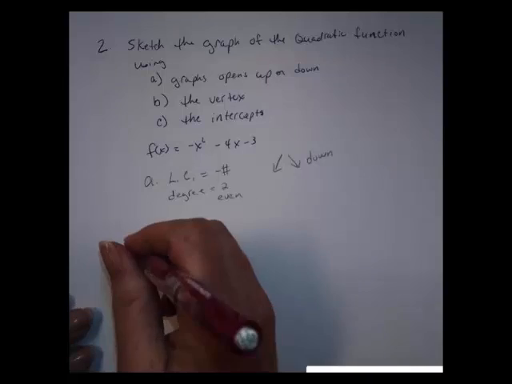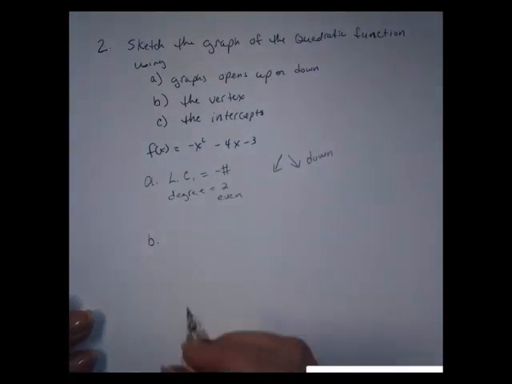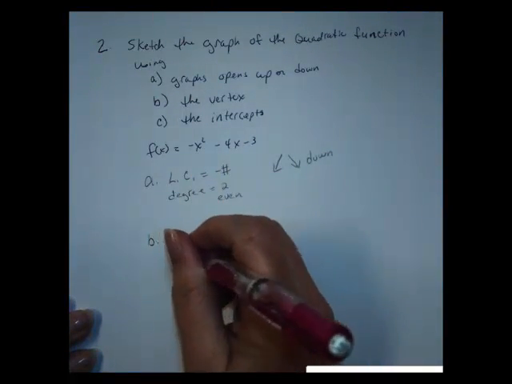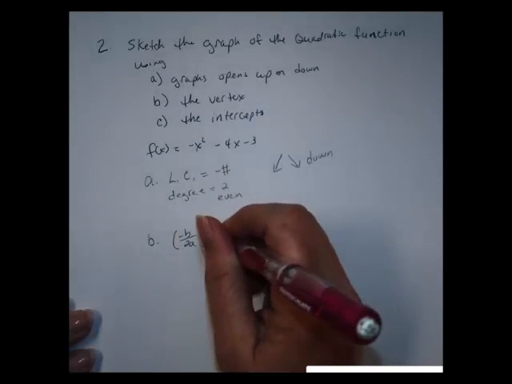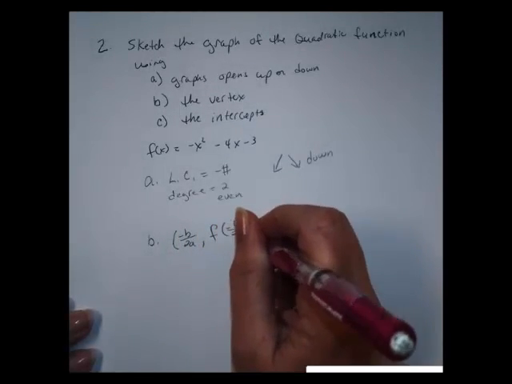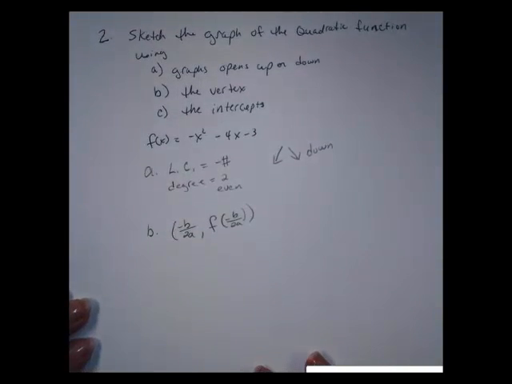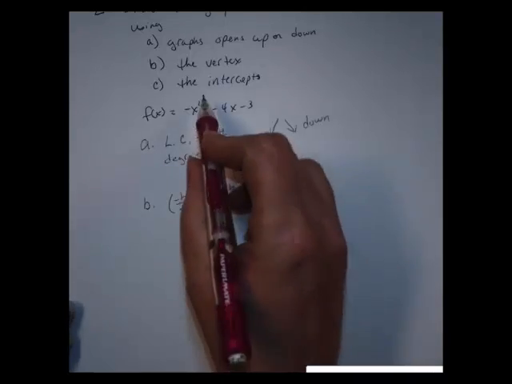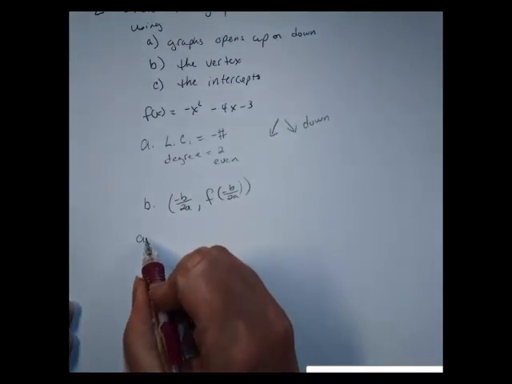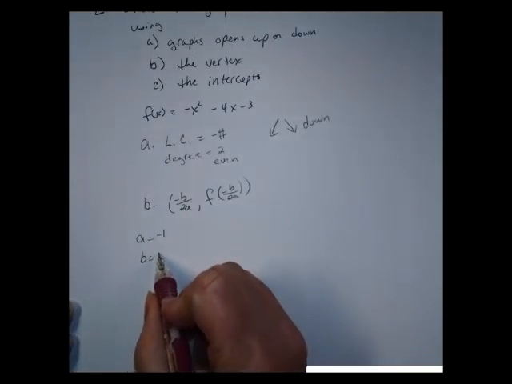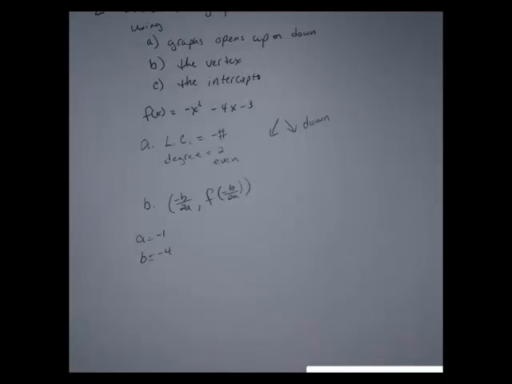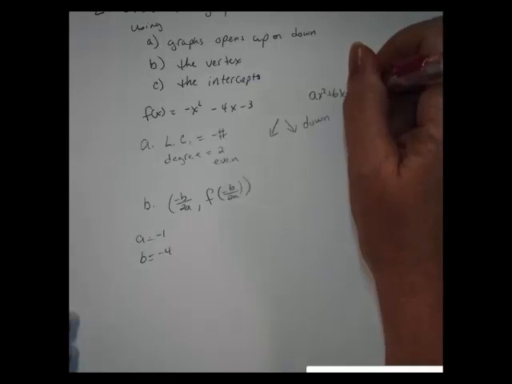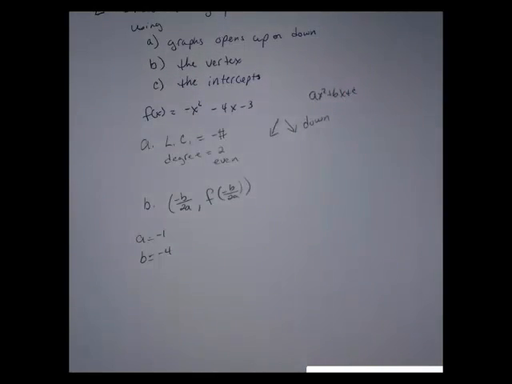The second part we're looking at is the vertex. In this case, the function is written in this format, so we're going to use negative b over 2a, and the function of negative b over 2a. That is going to be our x and our y. So we need to figure out what our a is and what our b is. Going back to our original function, a is equal to negative 1 and b is equal to negative 4, because remember, our equations are always written in our ax squared plus bx plus c format. That's where we get our a, b, and c.